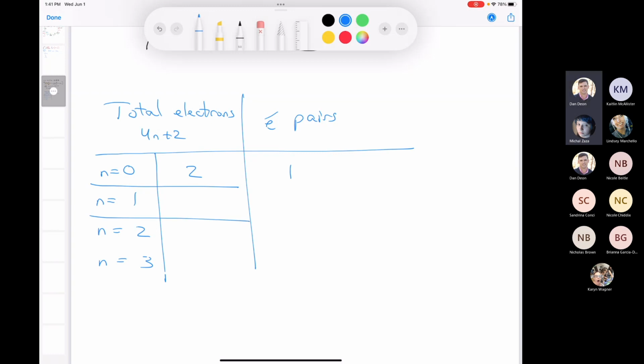If n is equal to 1, then you have 6 total electrons in p orbitals. 6 divided by 2 gives me 3 pairs. 3 is an odd number. If you go to 2, 4n plus 2 gives you 10. 10 divided by 2 gives me 5 electron pairs. If you have 3, then you have 14 total electrons in the system of continuously overlapping p orbitals, and you divide that by 2 and you have 7 pairs. So the number of pairs of electrons is always an odd number for the Huckel number. But the total number of electrons is always an even number.